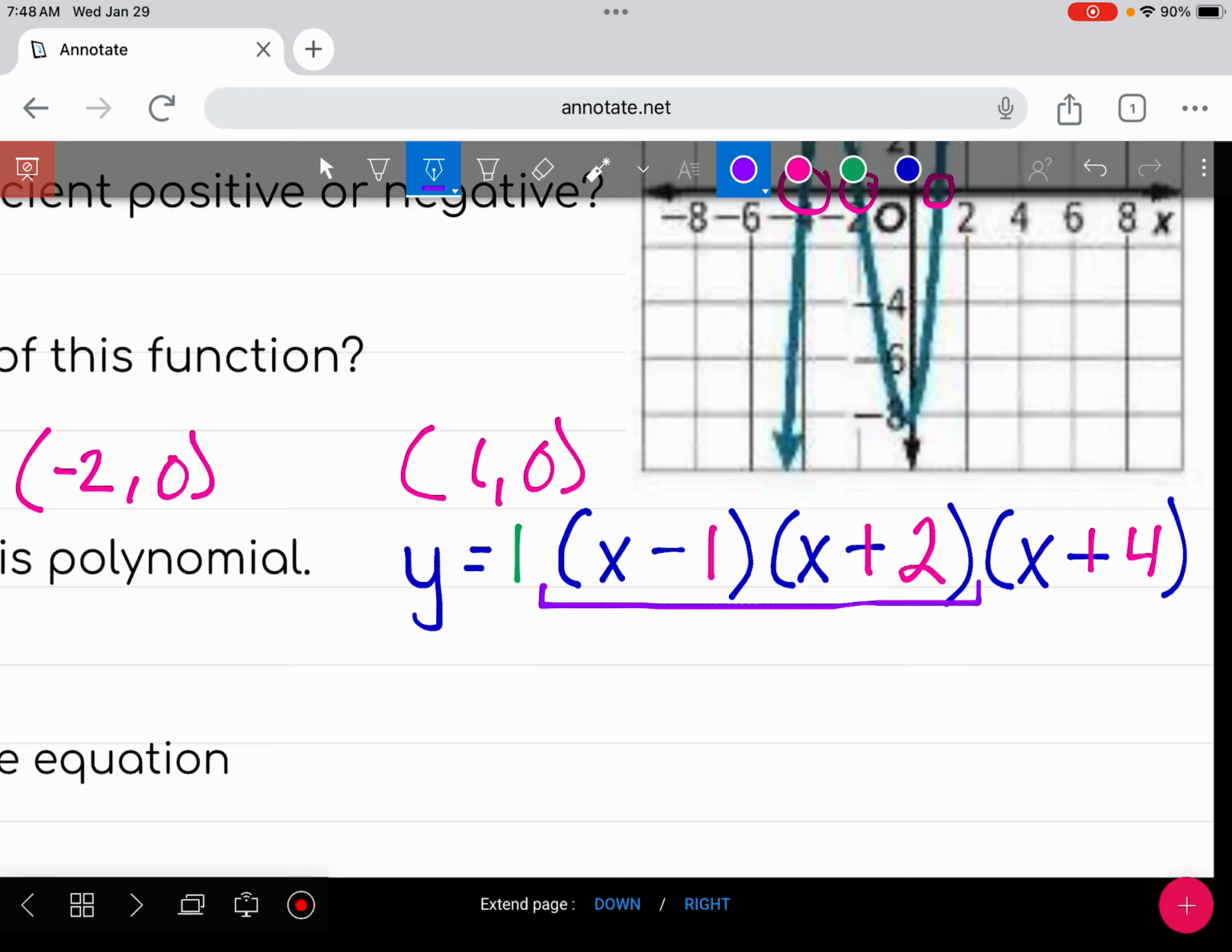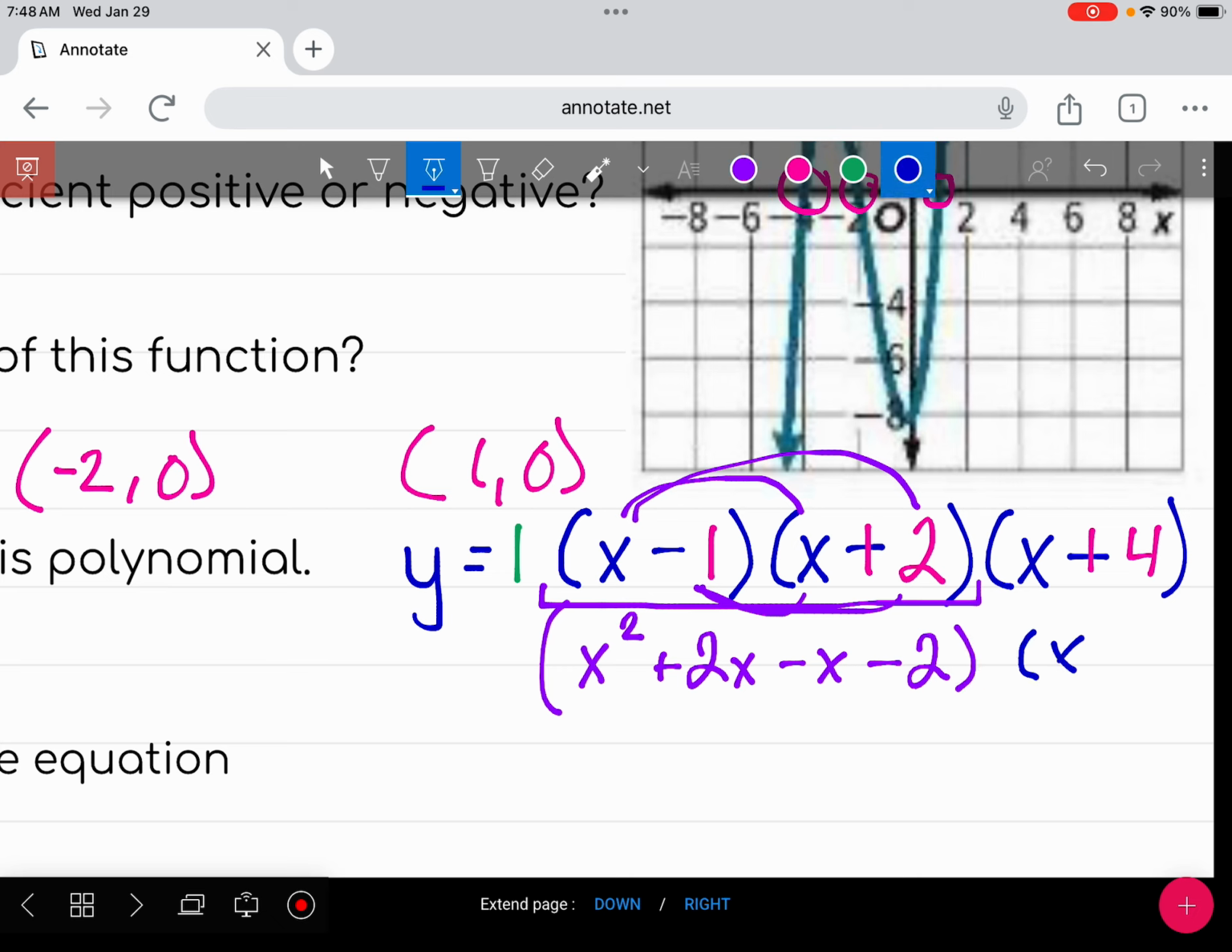That's going to give me my x times x, gives me an x squared. My x times 2 gives me a positive 2x. Minus 1 times x gives me minus x. And minus 1 times 2 gives me minus 2. And then we still have our x plus 4 over here.